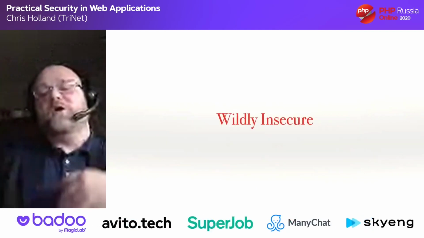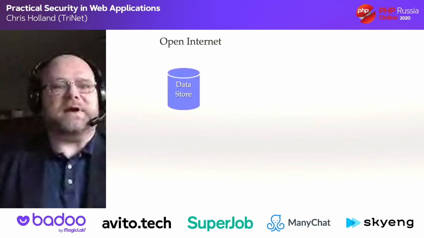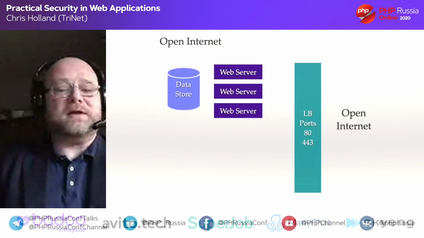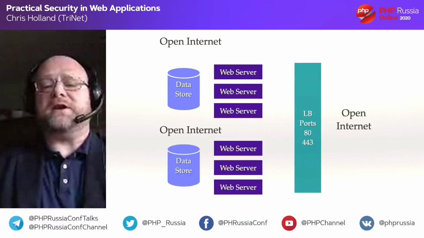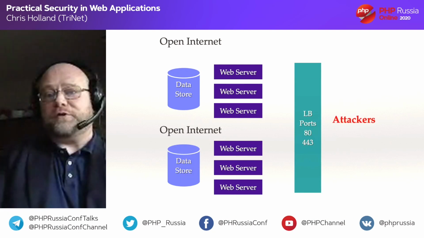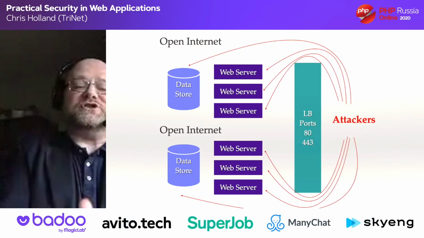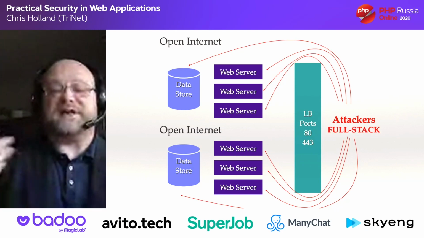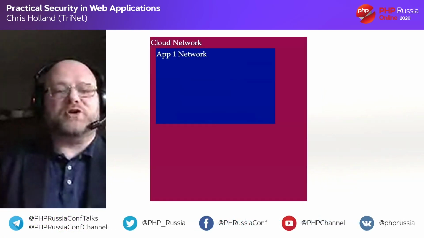I'm going to show you a little bit what that could mean. First, an example of a widely insecure setup. You have your data store on the open internet. You have a bunch of web servers on the open internet. Then you put your load balancer, and you add one more data store and a bunch of web servers, and everything is on the open internet. Attackers are going to look at your load balancer and say, cool load balancer, bro. And they're going to go around it and try to hack every single one of your machines that sits behind your load balancer. They're going to hack one of those machines on a full stack basis, from low level to high level.